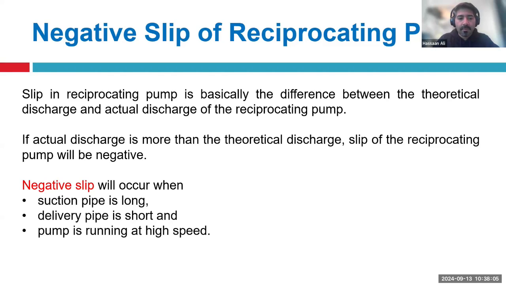They essentially want the pump to run at a moderate speed of maybe 500 RPM, 600 RPM. So negative slip is a very, very rare phenomenon.